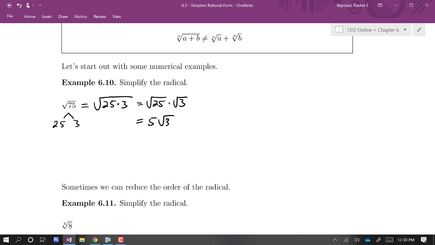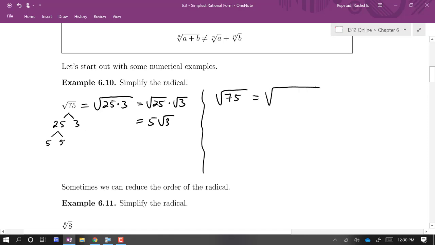Another way to do this, and we'll get the same result, is when you're factoring, factor all the way. So 25 is 5 times 5. And so this is the square root of 5 times 5 times 3. Now this is a square root, right?